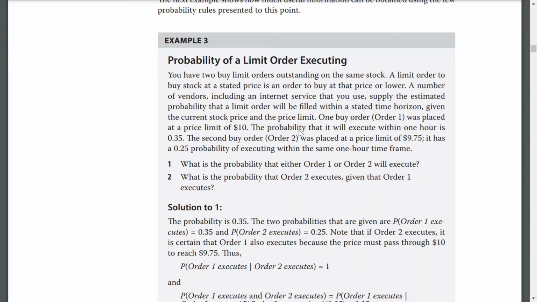Given the current stock price and the price limits, one buy order, order 1, was placed at the price limit of $10. The probability that it will execute within 1 hour is 0.35. The second buy order, order 2, was placed at a price limit of $9.75. It has a 0.25 probability of executing within the same 1 hour time frame. What is the probability that either order 1 or order 2 will execute? What is the probability that order 2 executes given that order 1 executes?